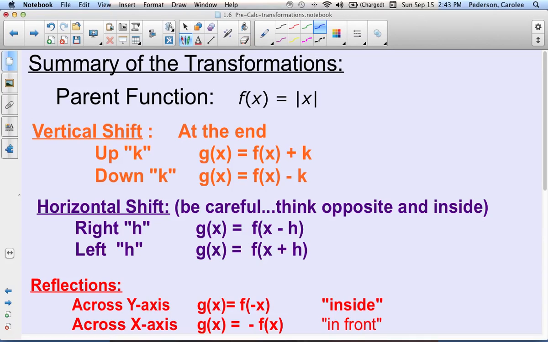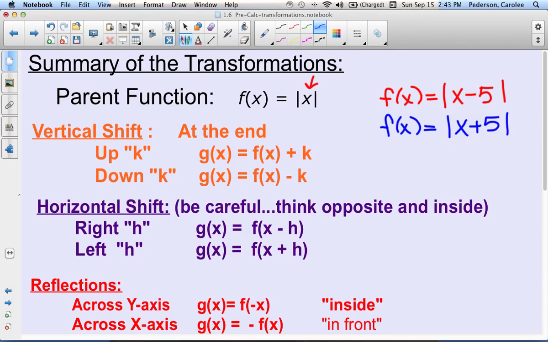The next piece is the horizontal shifts. Those are things that happen to the left and the right. You want to be very careful here. Think opposite, and these happen inside the function. So the first example, if we have right 5, how this function would look would be x, and we want to move to the right 5, it would be minus 5. It happens inside the function. If we wanted something like left 5, it would be x plus 5, and that moves it to the left. Those are your horizontal shifts left and right.